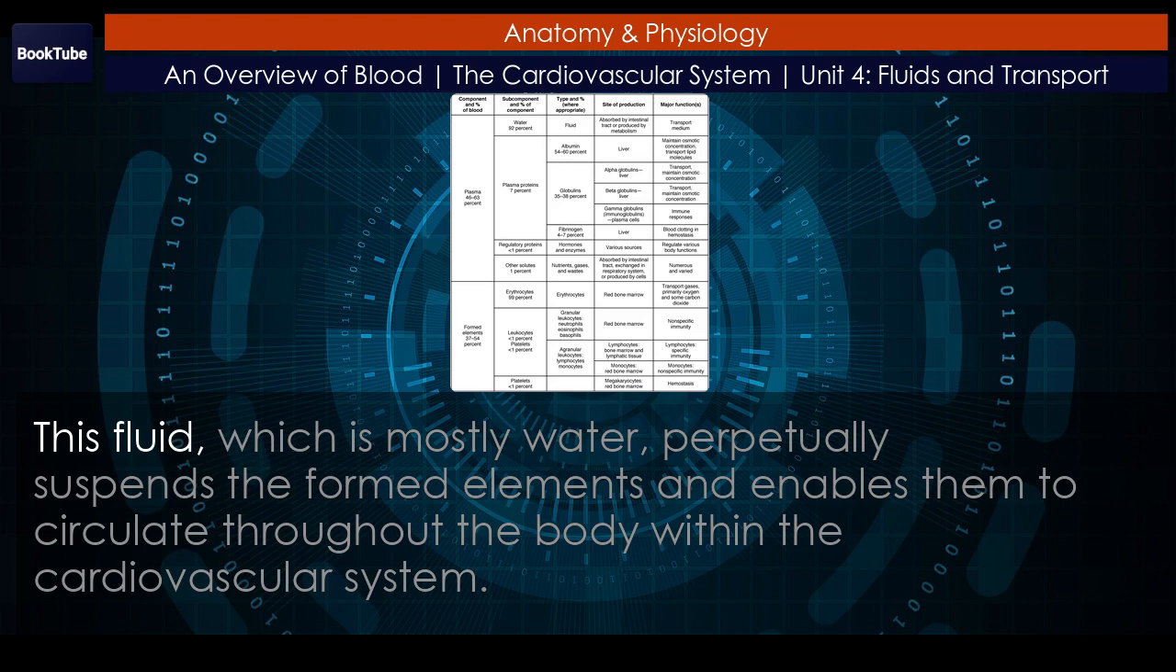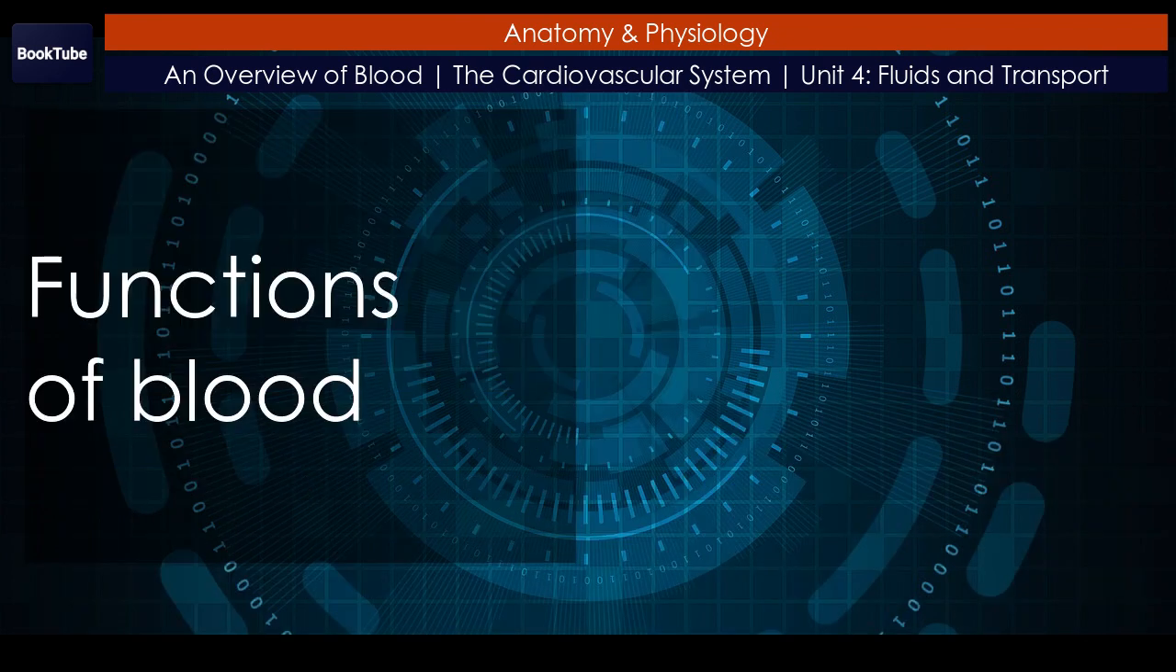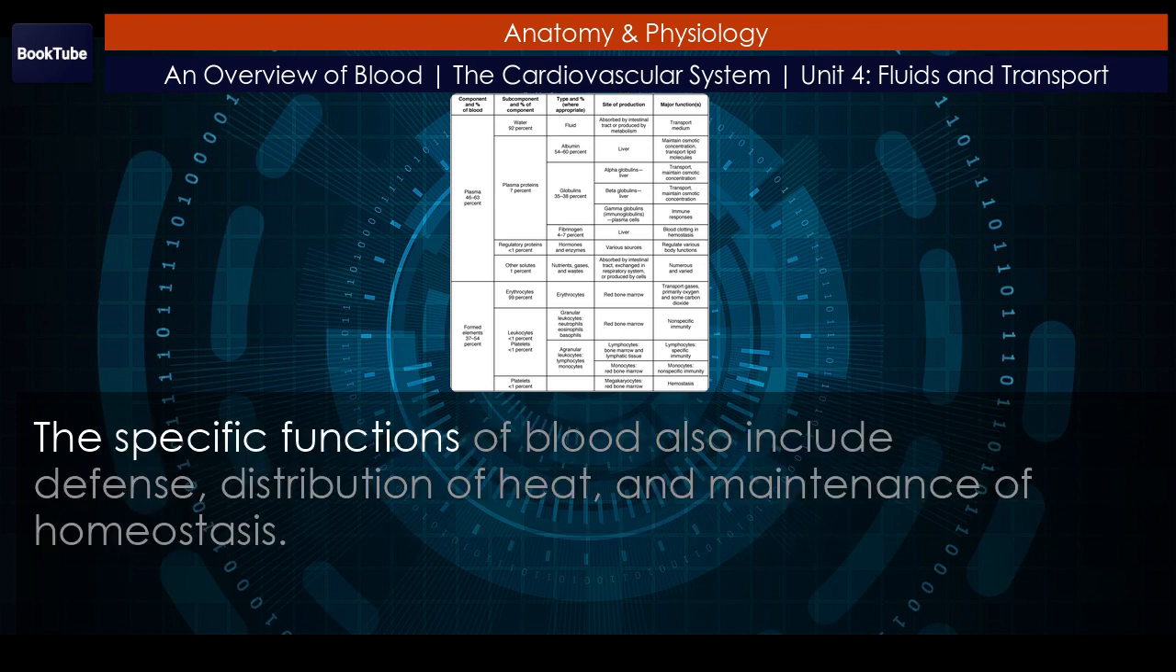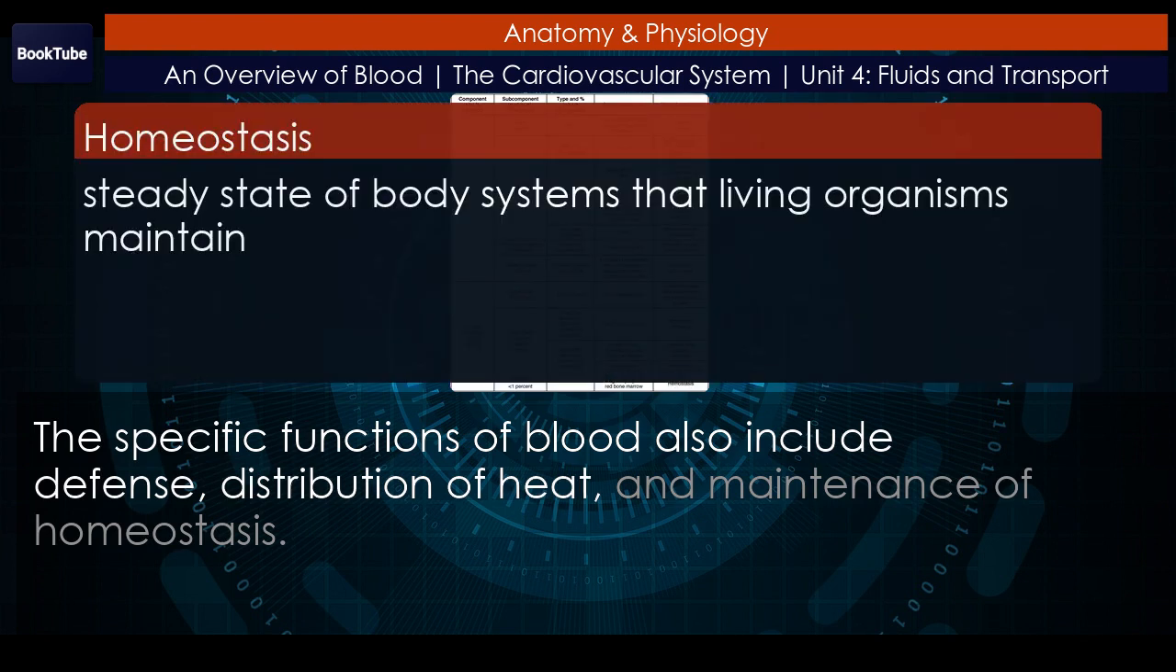This fluid, which is mostly water, perpetually suspends the formed elements and enables them to circulate throughout the body within the cardiovascular system. Functions of blood. The primary function of blood is to deliver oxygen and nutrients to and remove wastes from body cells. But that is only the beginning of the story. The specific functions of blood also include defense, distribution of heat, and maintenance of homeostasis.